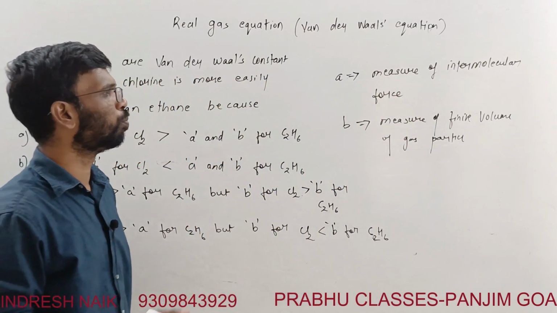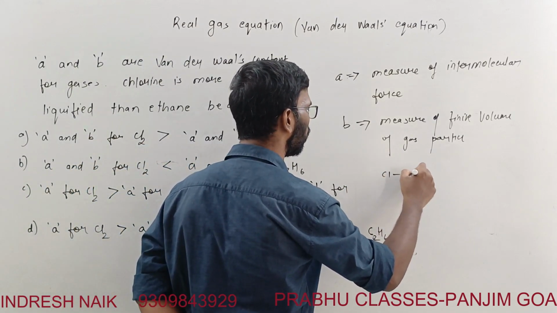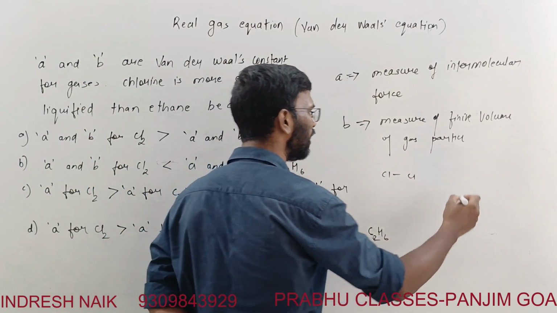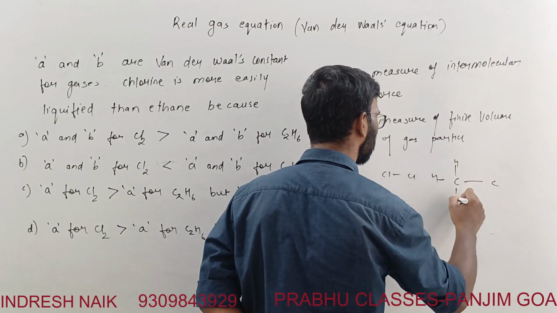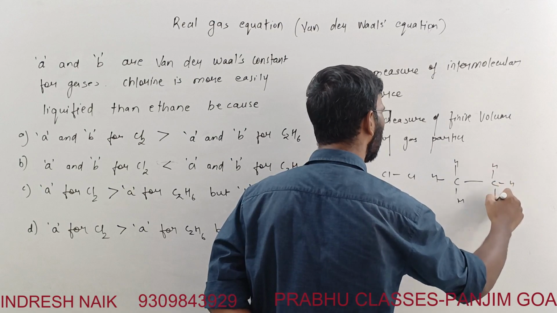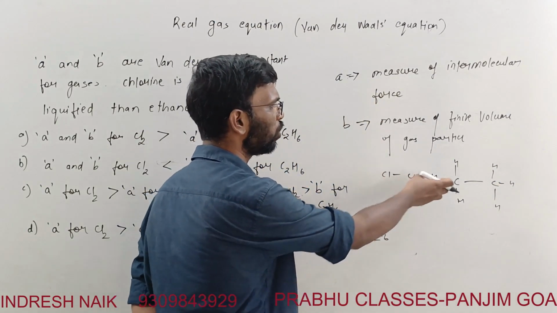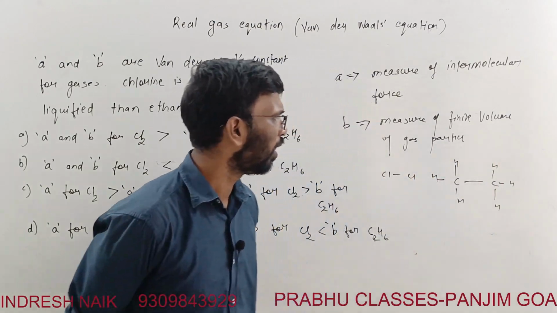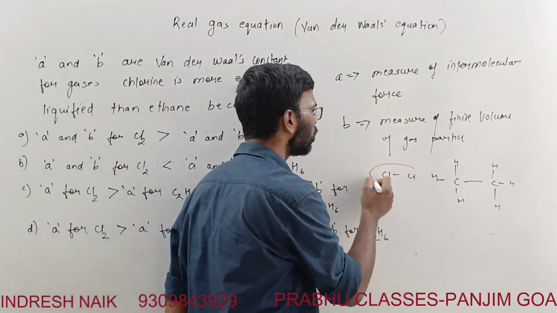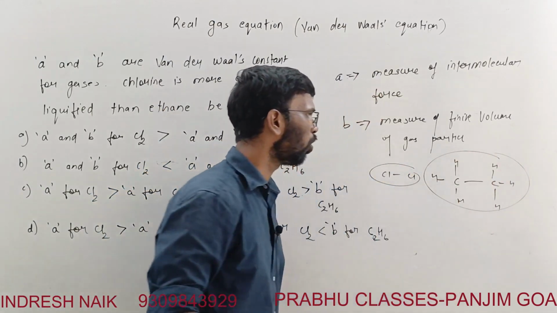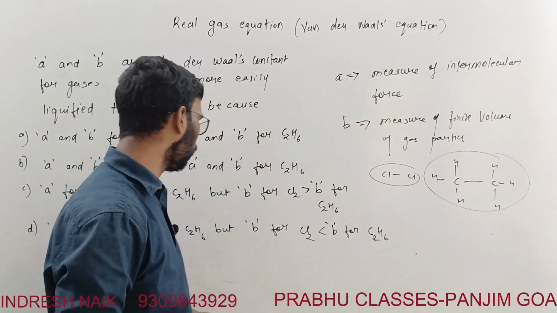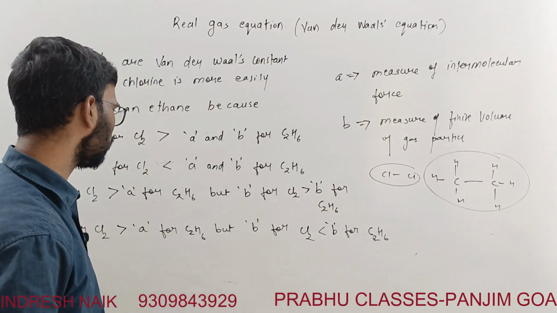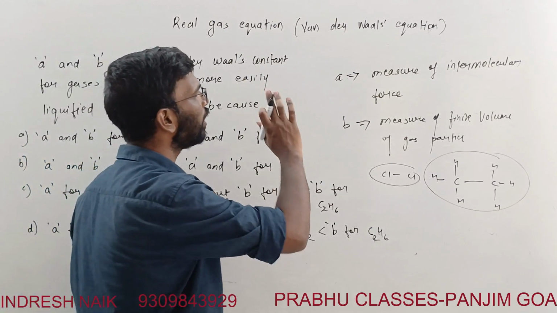Now you compare. Let's talk about the volume. There is a Cl2 gas. Cl2 is this molecule, one chlorine and another chlorine. What is the ethane molecule? Ethane molecule is this. So which among these will be a bigger molecule? Here there are just 2 atoms. Here it is a set of almost 8 atoms. So this is a smaller molecule. This is a bigger molecule. So B for ethane will be more. Right? A is the intermolecular forces.